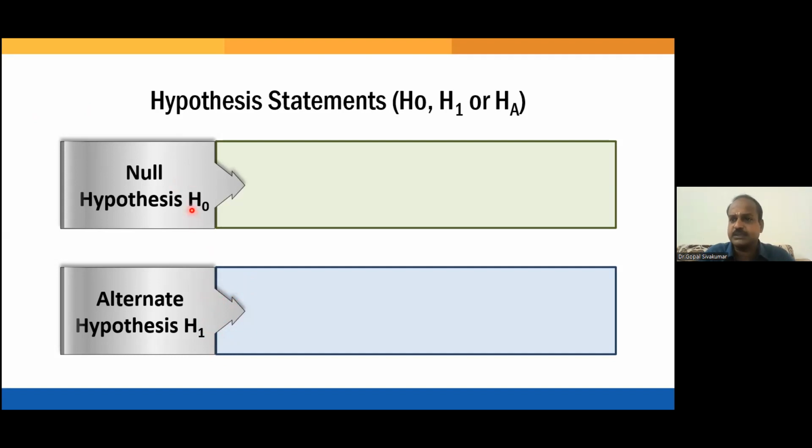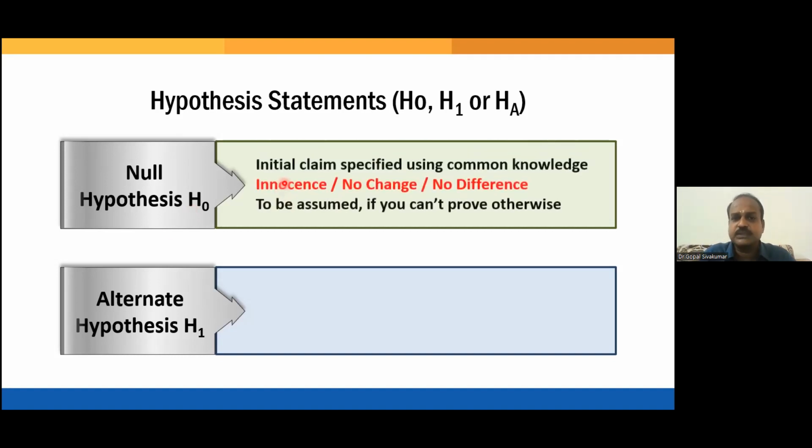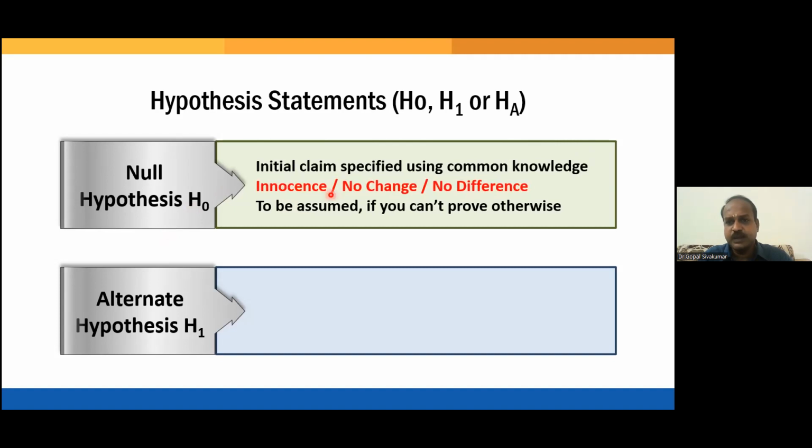So null hypothesis is always a statement of innocence. Everybody will be with you. Our judicial system also works like this, right? The judge will always believe that the suspect is innocent. But only if the crime is proved will he be considered guilty and then punishment will be given, isn't it? So the statement of innocence is the null hypothesis.